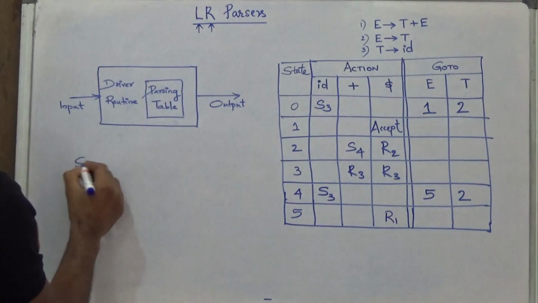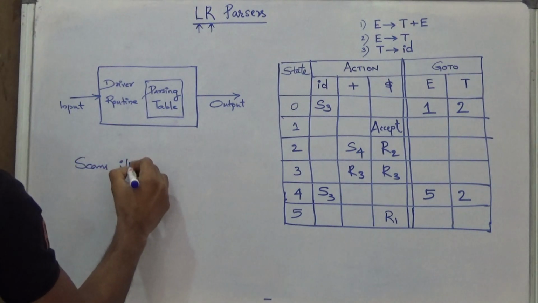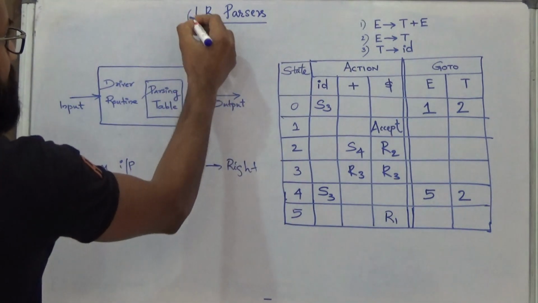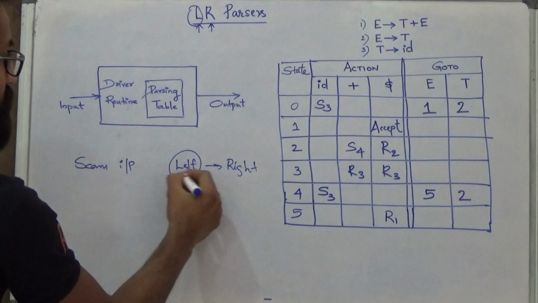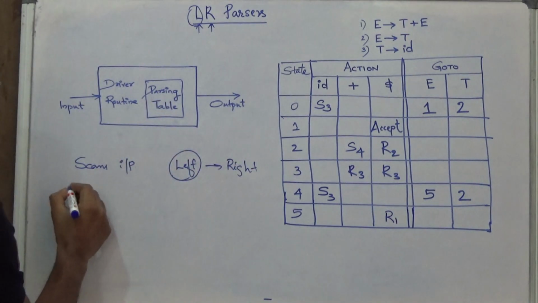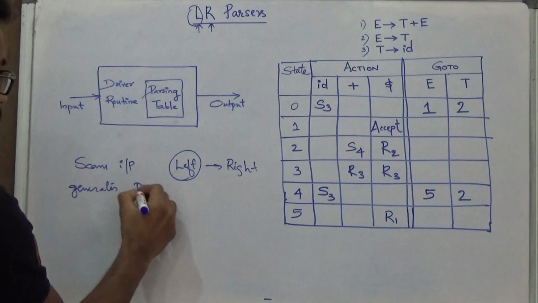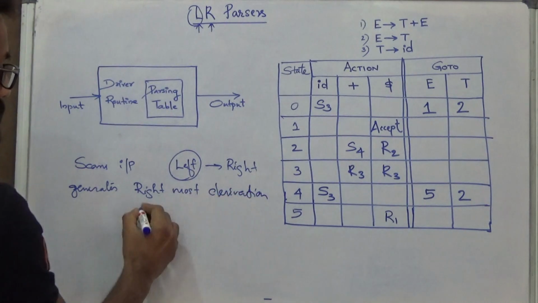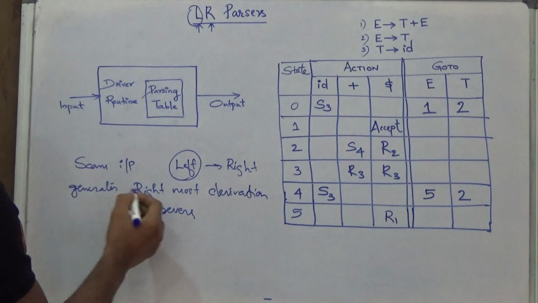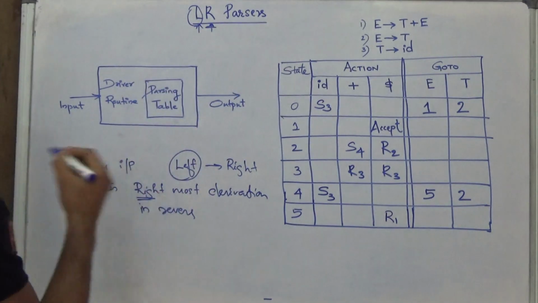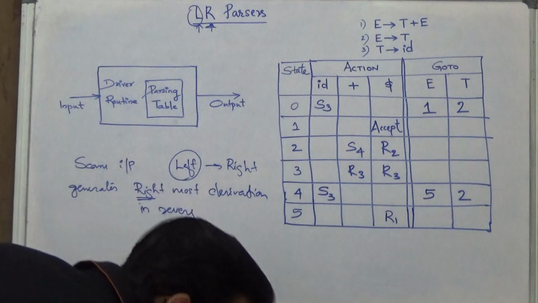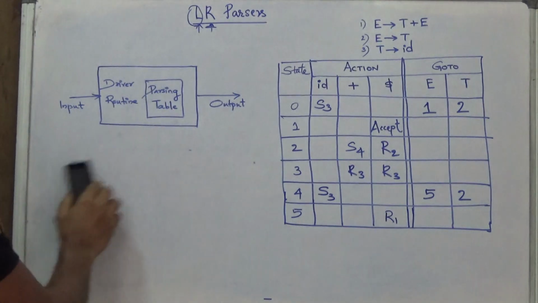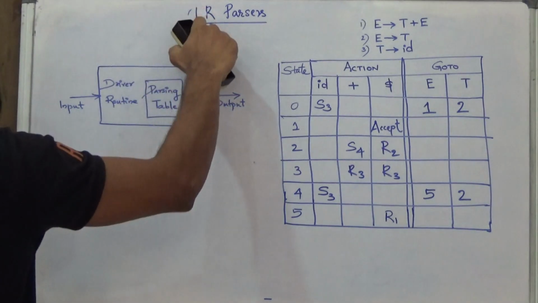It scans the input from left to right, so this L stands for scanning the input from left to right, and it generates the rightmost derivation in reverse. So this R stands for rightmost derivation. The LR parser scans the input string from left to right and generates the rightmost derivation in reverse order, and that's the reason for calling this parser an LR parser.